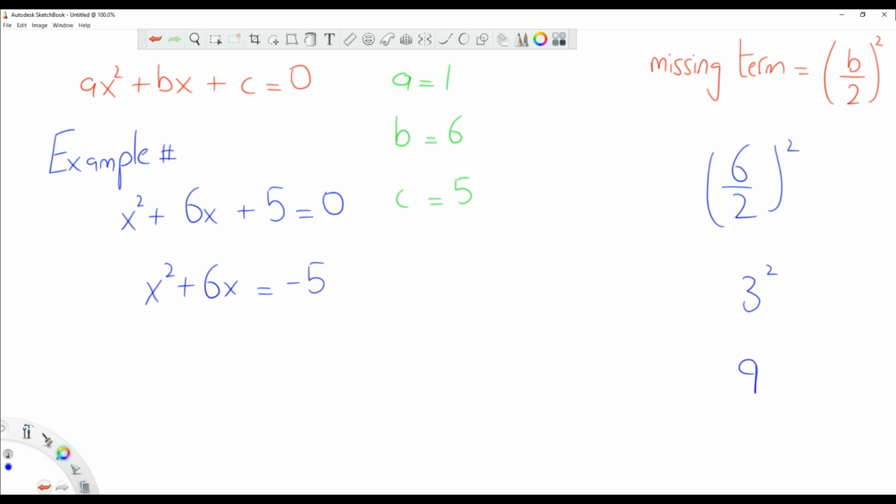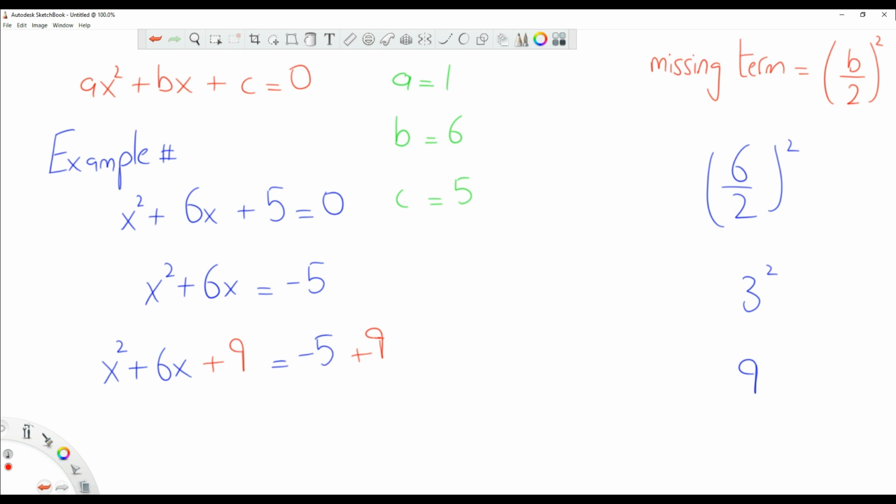So in order to write 9 here, I'm just going to add 9 on both sides. Plus 9, and on the other side, I have negative 5 plus 9. I have to add 9 on both sides in order to balance the equation.